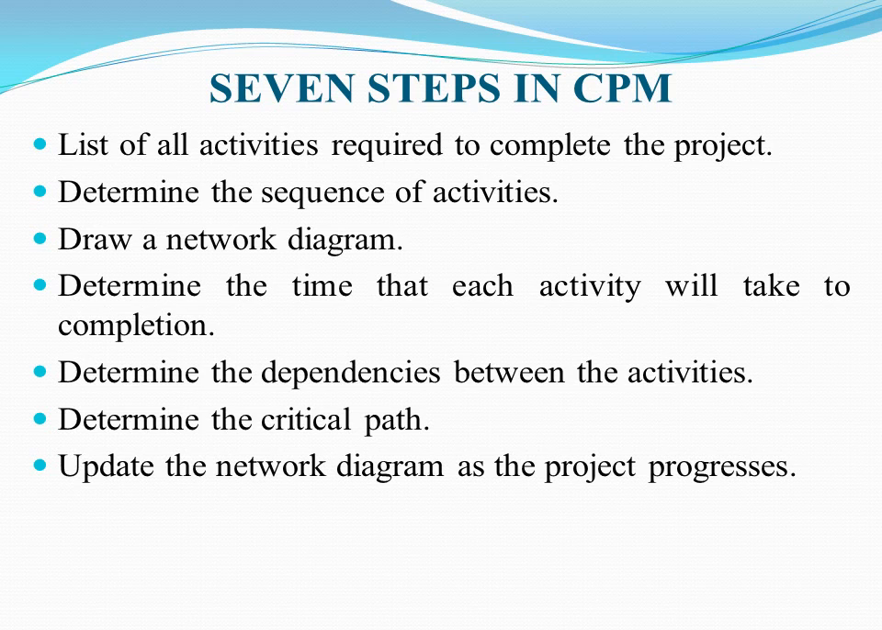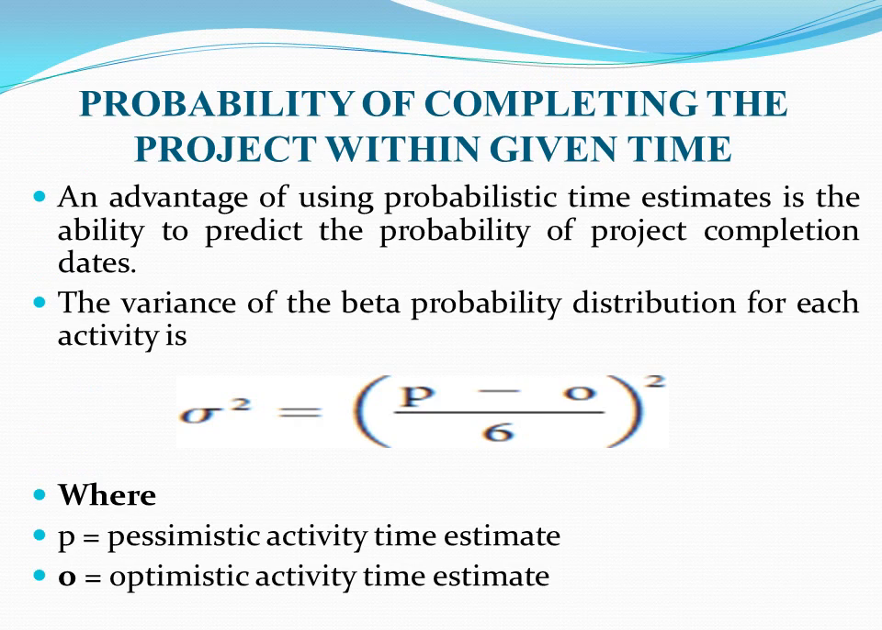7 steps in CPM are as follows. First, list all activities required to complete the project. Then we determine the sequence of activities. Thereafter we draw a network diagram. Then we determine the time that each activity will take to completion. Thereafter we determine the dependency between the activities. Then we determine the critical path. At last we update the network diagram as the project progresses. These are the 7 steps in CPM.